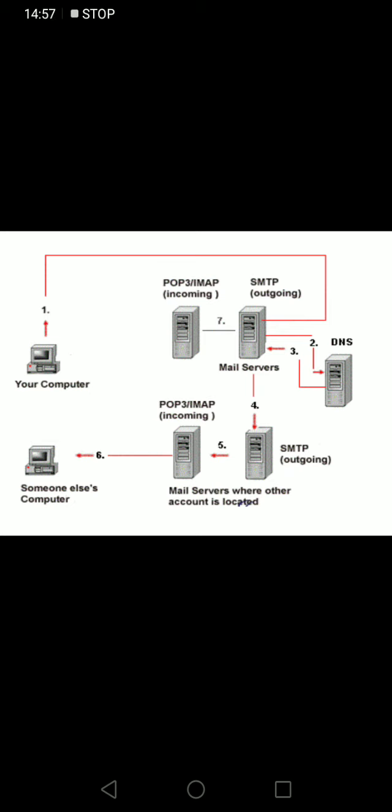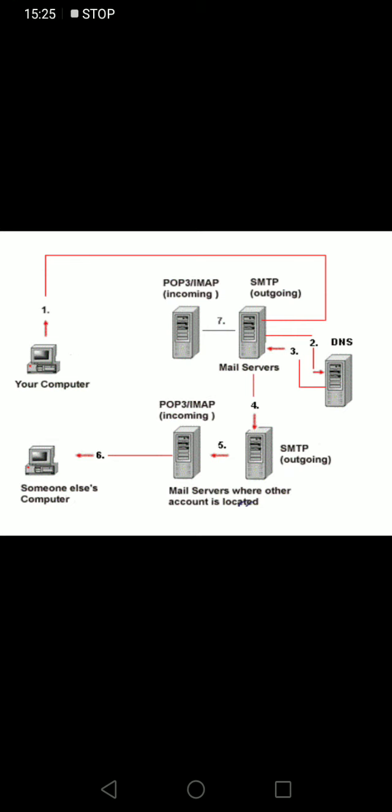The next step is transferring the message between mail servers. The SMTP protocol is used for this communication. Now we are sending our message to the recipient through the MTA, that is mail transfer agent. Then the message is transferred to the mail delivery agent, and then it is transferred to the recipient's local computer.